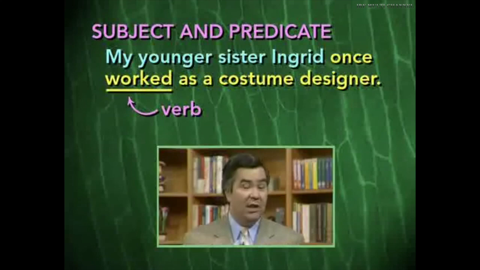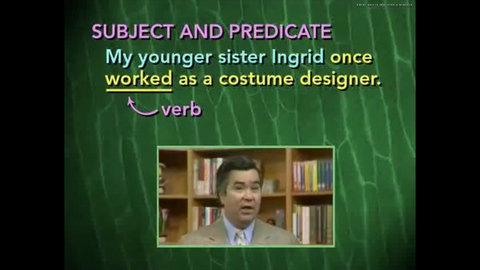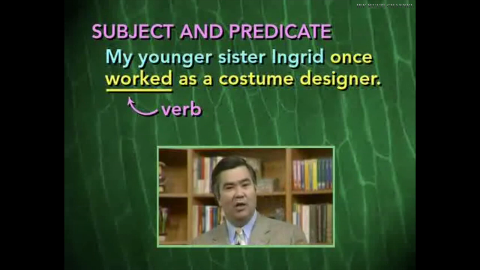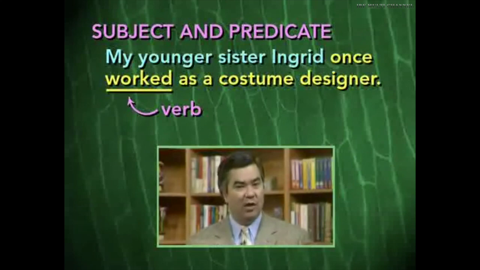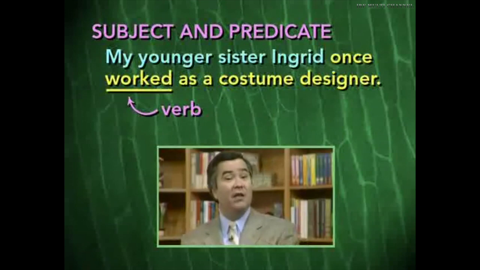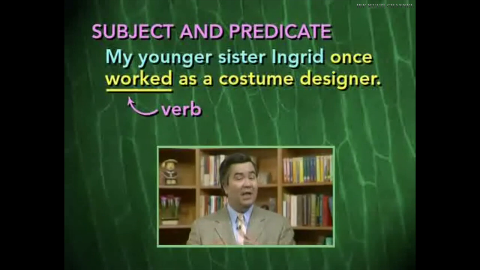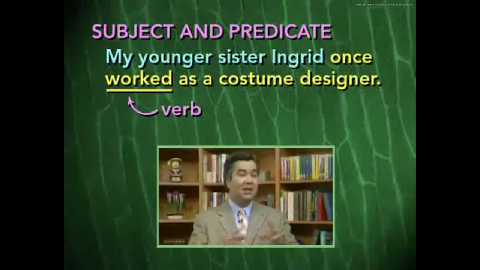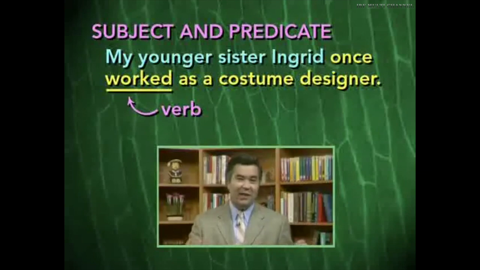Notice that all the other words in the predicate give us more information about what Ingrid did. The word once, for example, tells us when she did it, at one time in the past. And the words as a costume designer give us more information about exactly how she worked, what kind of job she worked at. So all the other words in the predicate are there to give us more information about what Ingrid did. But the word worked is the most important word. It's the verb. So the heart of this sentence is the subject and the predicate, and in particular, the one-word simple subject and the verb.